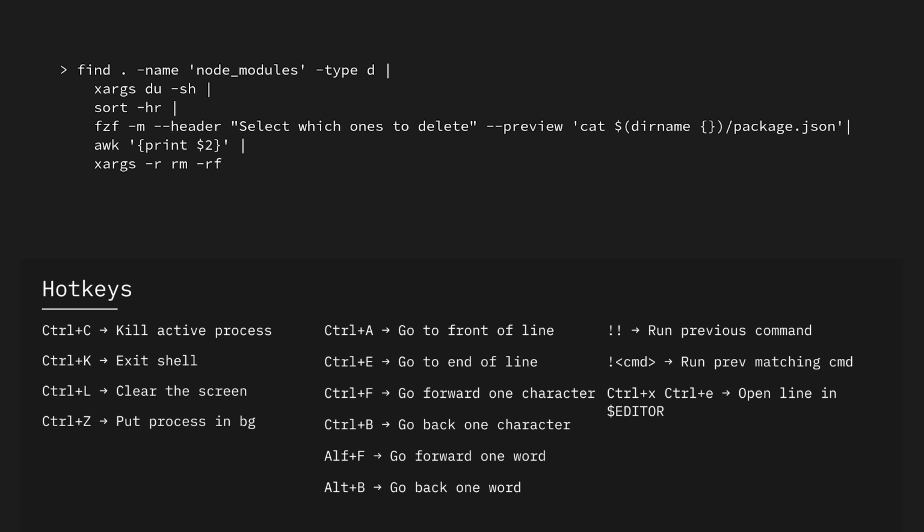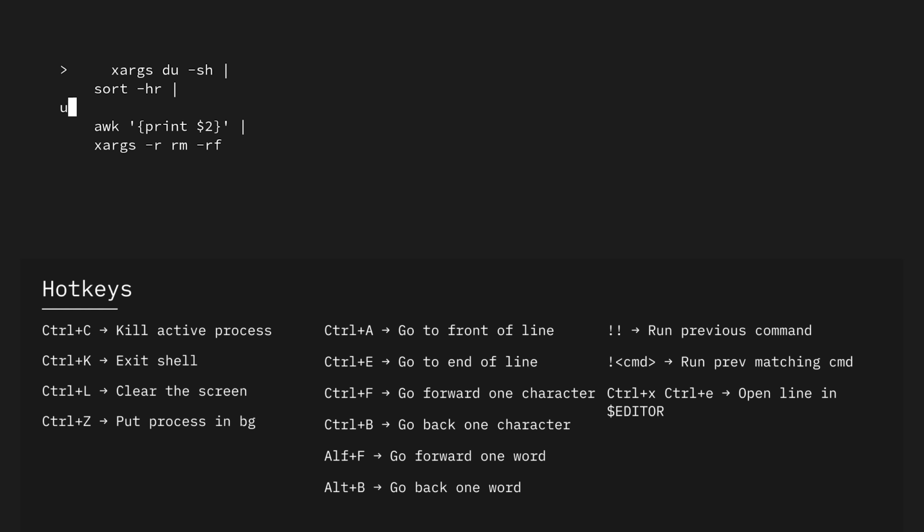You can also do Ctrl-F and Ctrl-B to go one character at a time, though you could also just use arrow keys. Ctrl-K will delete everything after your cursor, and Ctrl-U will delete everything before your cursor, though this one doesn't seem to work in Zsh, just Bash.